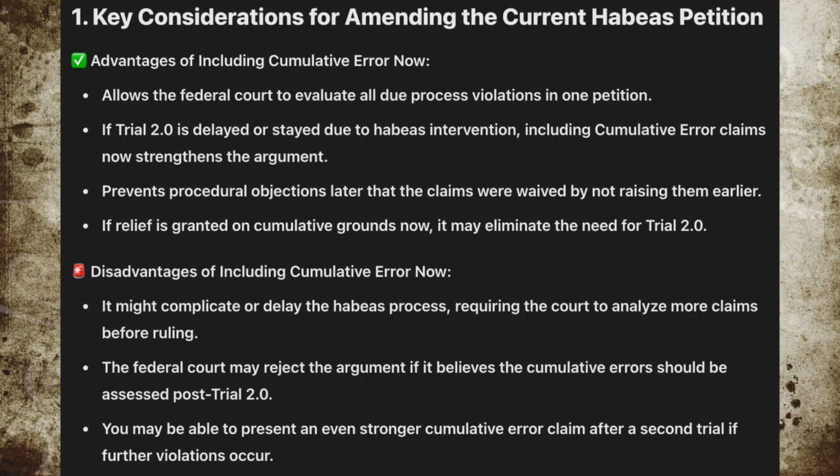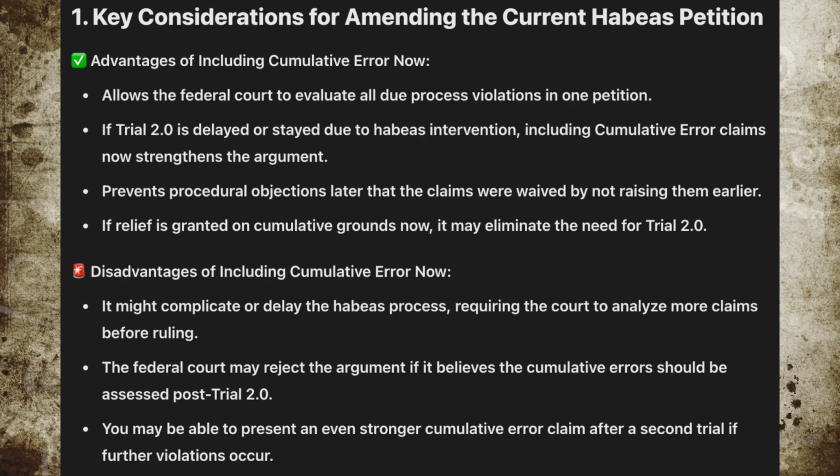So let's start with the advantages of amending the current petition. Firstly, it would allow the federal court to evaluate all due process violations in one petition. Secondly, if trial 2.0 is delayed or stayed due to habeas intervention, including cumulative error claims now strengthens the argument. Thirdly, it prevents procedural objections later that the claims were waived by not raising them earlier. And fourthly, if relief is granted on cumulative grounds now, it may eliminate the need for trial 2.0.